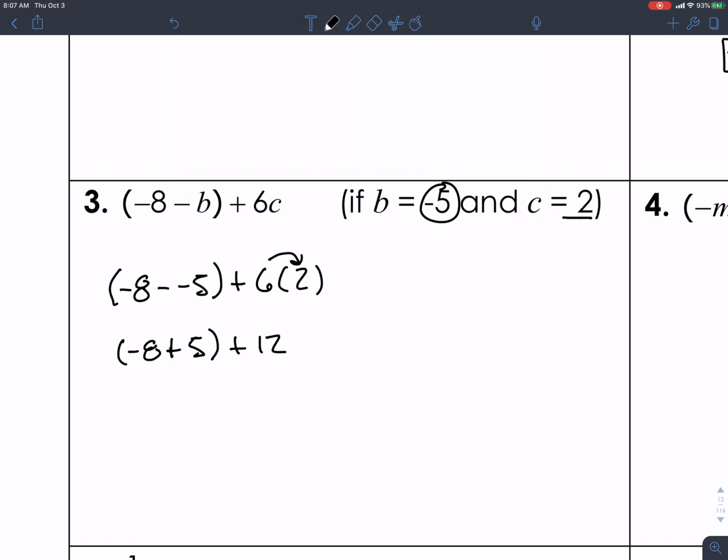-8 plus 5. Remember, if you go on a number line, go to -8. So I'm over there on the left-hand side of 0, and I add 5. Which way do we go to add? To the right. So I've got to count from -8, 5 units. You don't start at -8 counting, you go -7, -6, -5, -4, -3. So that gives me a -3 plus 12.